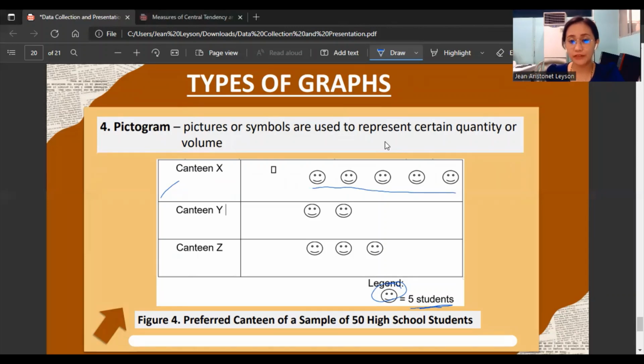So since there are 5, meaning 25 students prefer canteen X. For canteen Y, that's 10. For canteen Z, there are 15 students. All in all, there are 50.